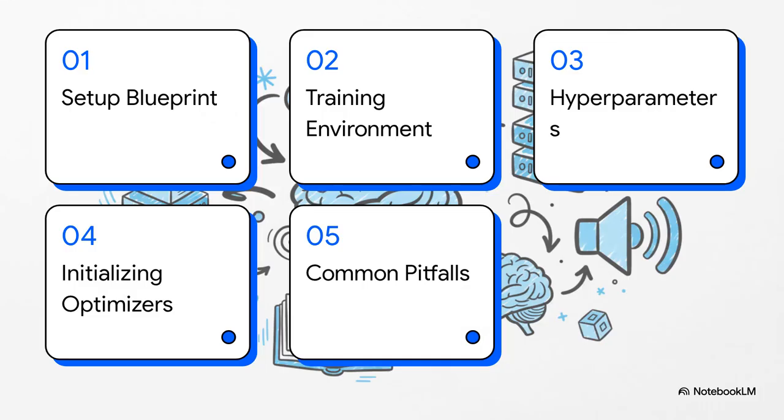So here's our game plan. We're going to start with the overall blueprint. Then, we'll get our hands dirty configuring the training environment itself. After that, we'll tackle the fine art of setting hyperparameters, pick the right engine, that's our optimizer, and finally, I'll share some crucial tips for avoiding the most common roadblocks.